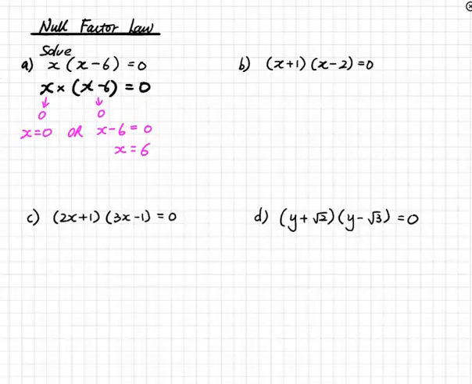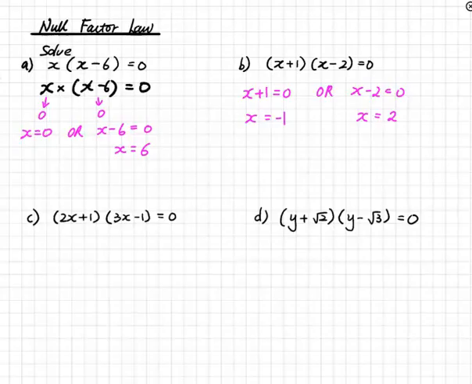Let's have a look at question B. We have x plus 1 times by x minus 2. So you have bracket times by bracket. So that means as long as one of them is 0, the final result will be 0. So you have options of x plus 1 equals 0, or x minus 2 equals 0. Therefore, you can solve each of them. So the first one, x will be minus 1, and the second one will be positive 2.